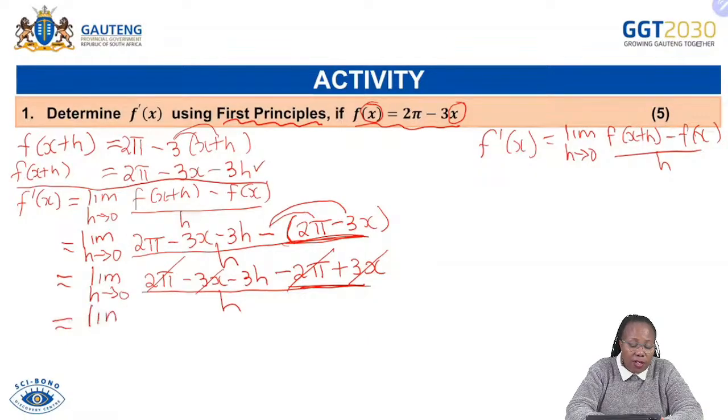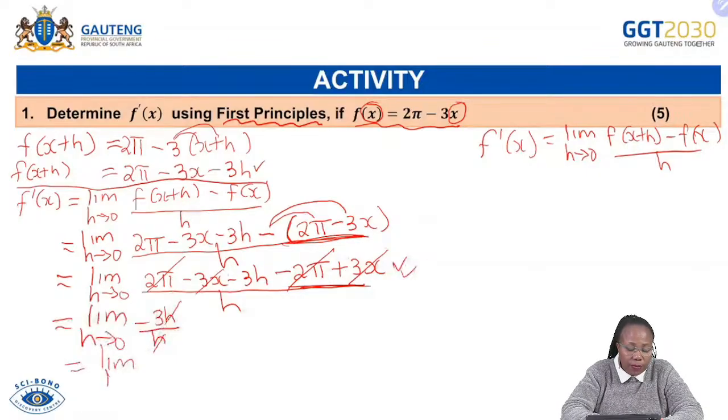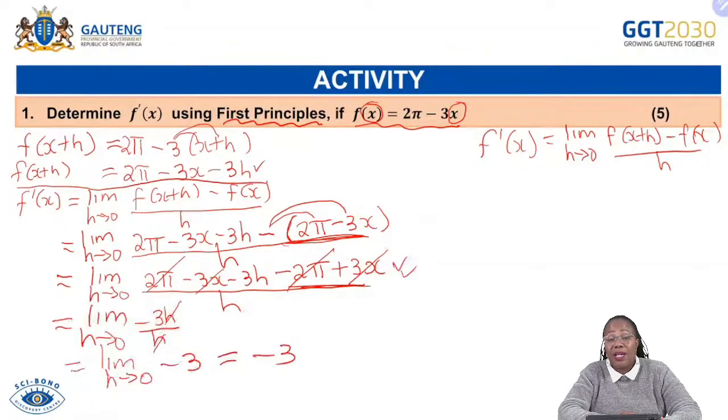Then you are having the limit of h approaching 0 of minus 3h over h. That means from this step, grade 12, you must be left with only what is having h. The minute you have an extra number there, you must know you are going wrong. So h divided by h will be equal to the limit of h approaching 0 of minus 3, which is just a minus 3.